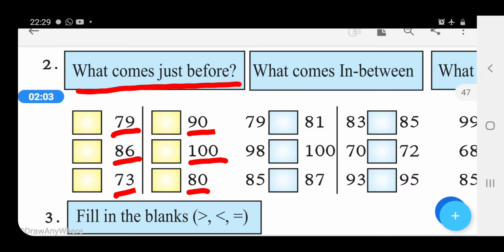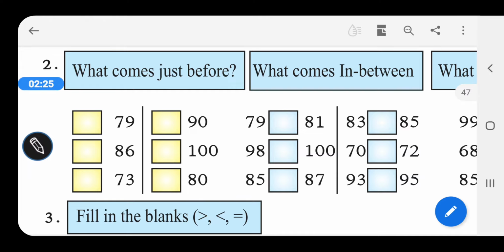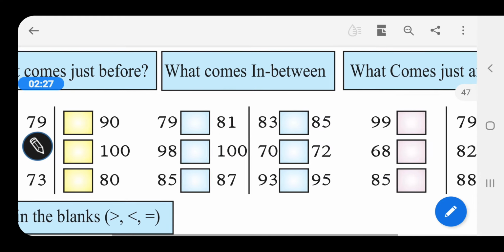What comes before 79 in backward counting? Yes, 78. And what comes before 86? It is 85. Okay. And now let's move to the next part of the second sum.